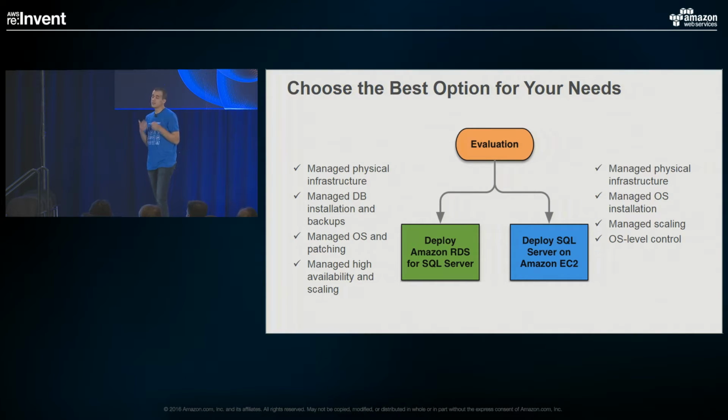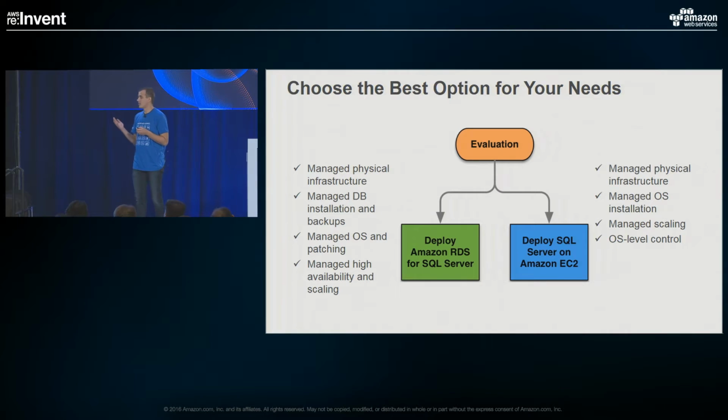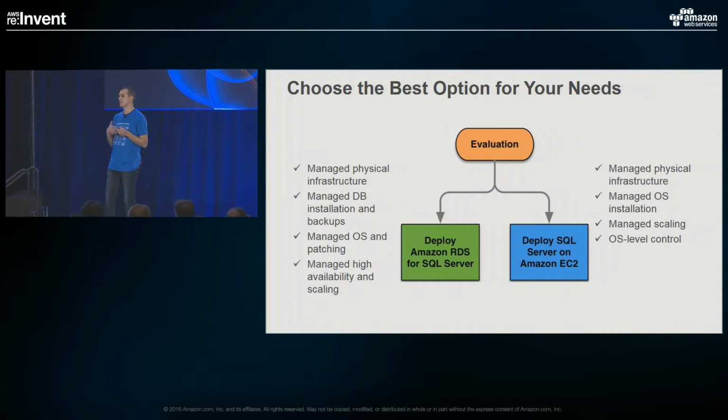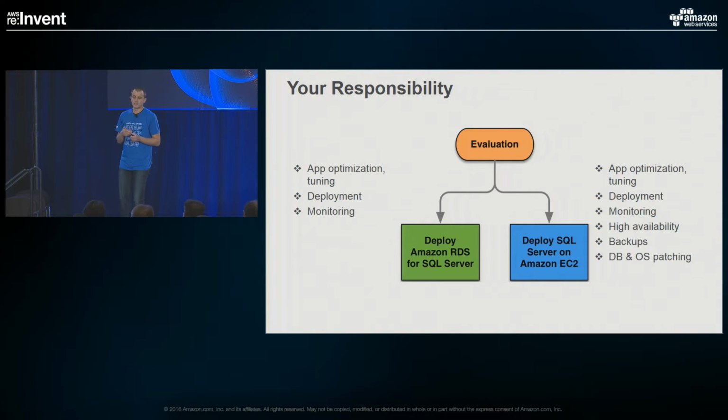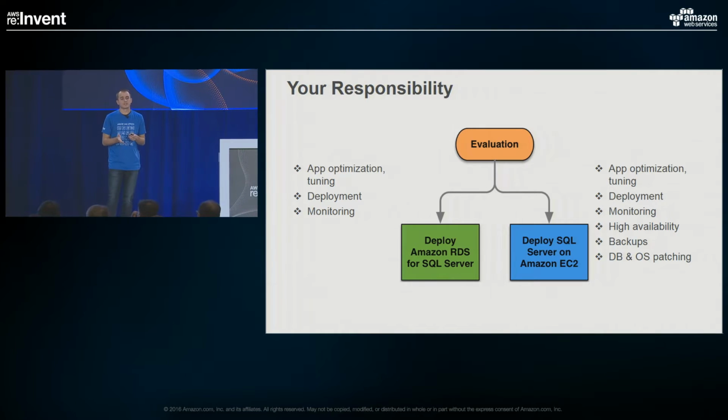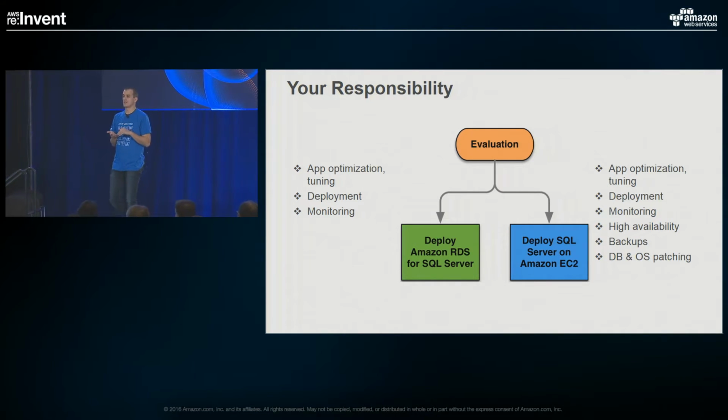That said, many of you like having operating system level controls. So running on EC2 also gives you some level of managed physical infrastructure. You can also take advantage of AMIs that already have pre-installed SQL Server. Scaling is somewhat managed in the sense that with a few simple clicks, you can move up and down between different instance types. But at the end of the day, the majority of the day-to-day operational work, you would have to do yourself. So your area of responsibility is much greater whenever you're running on EC2 than on RDS.